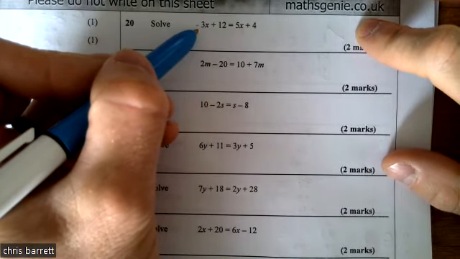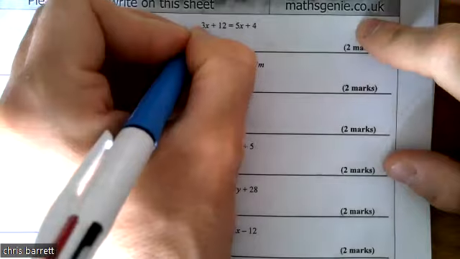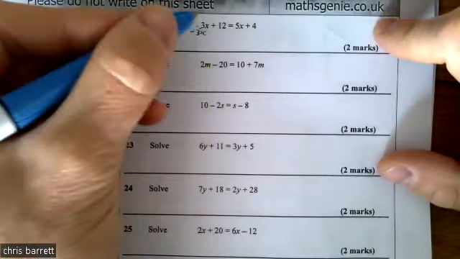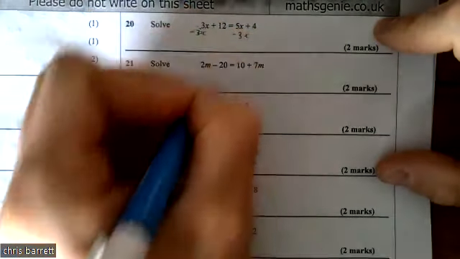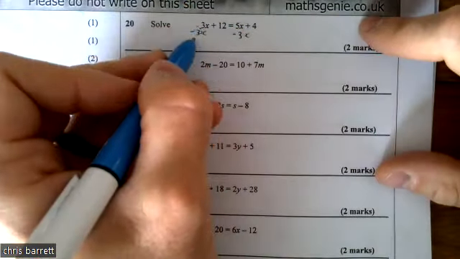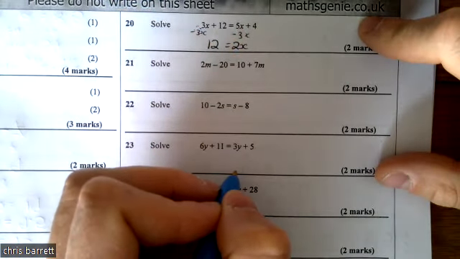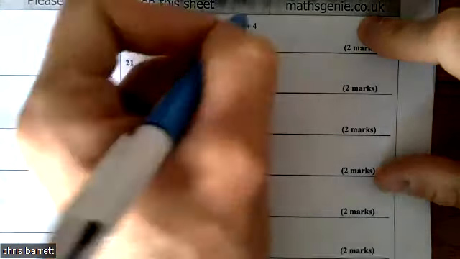But what we want to do is make sure that we do not have unknown letters on both sides. So the first thing I'm going to do is look at which side has the least amount of x's on. So on this side is my least amount. So I'm going to take 3 x's off of that side. But to keep it balanced, I'm going to take 3 x's off the other side. So 3x subtract 3x is 0, just leaving us the 12. 5x subtract 3x equals 2x, and the add 4 stays the same.